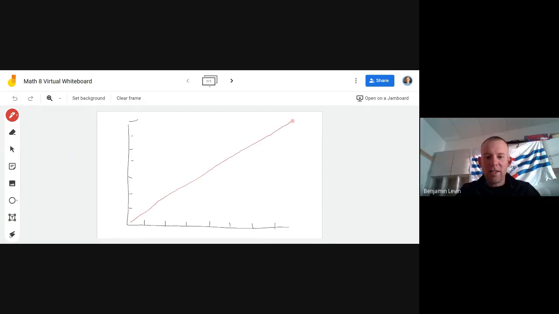This is a negative slope because it is going down from left to right. We always want to go left to right. And if you forget that, just remember that's how you read, right? We read things left to right.